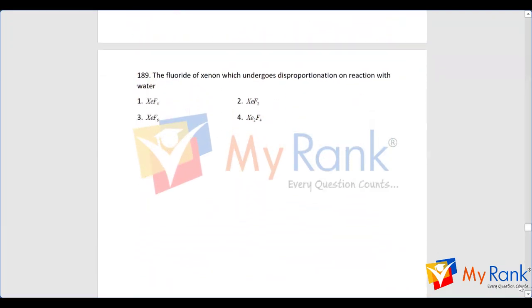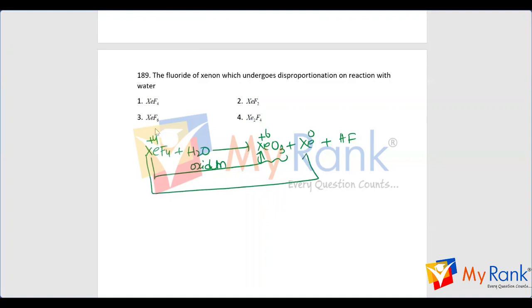Question number 189. The fluoride of xenon which undergoes disproportionation reaction with water. Generally, xenon tetrafluoride, when subjected to hydrolysis, gives XeO3 plus Xe plus HF. In xenon trioxide, xenon is in +6 oxidation state; in elemental xenon it is 0; and here it is simply +4. +4 to +6 is oxidation, and +4 to 0 is simply the reduction reaction. This is oxidation and this is reduction.